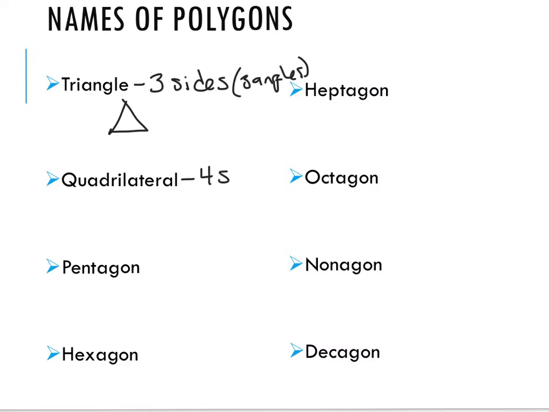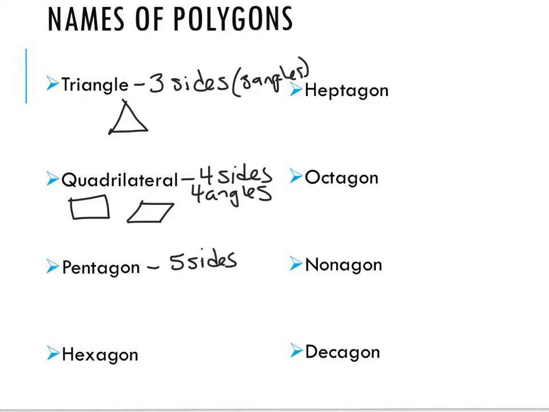A quadrilateral has 4 sides and 4 angles. Some names that you might be more familiar with would be a square, a rectangle, a parallelogram. Those are all different types of quadrilaterals or 4-sided figures. A pentagon has 5 sides and 5 angles. This will be the last one that I will draw. And so there's an example of a pentagon.